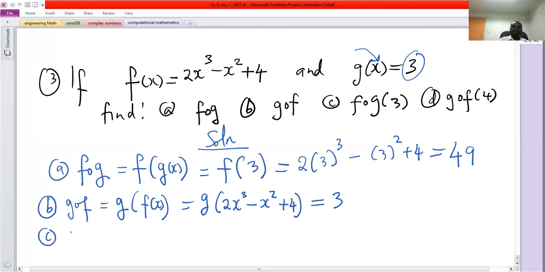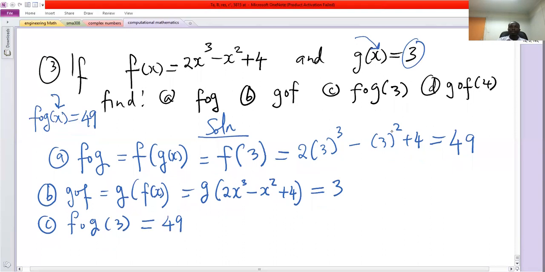And then C, f composed with g at 3. So remember, f composed with g of x is 49. If f composed with g of x is 49, then it means that whenever you give this composite function any input x, it will always give you a constant 49. So therefore, this doesn't change. It remains 49.